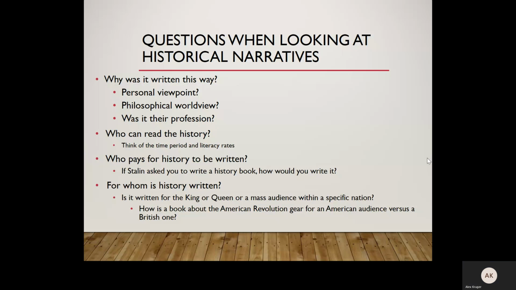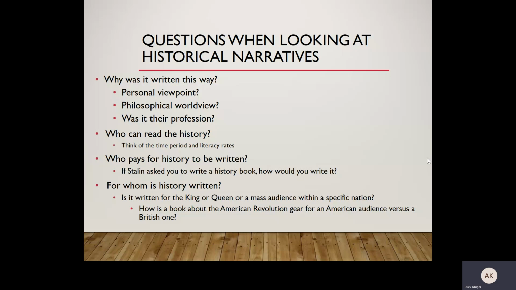That'll be one of the sources. It'll be a pamphlet written by a surgeon who traveled with slaves across the ocean. So then you'll ask, what was their profession? Well, they were a surgeon. They weren't a historian. So that's going to change the way they wrote history.